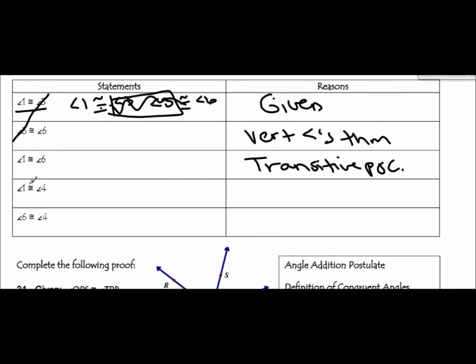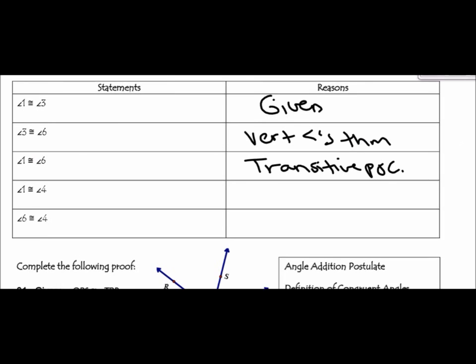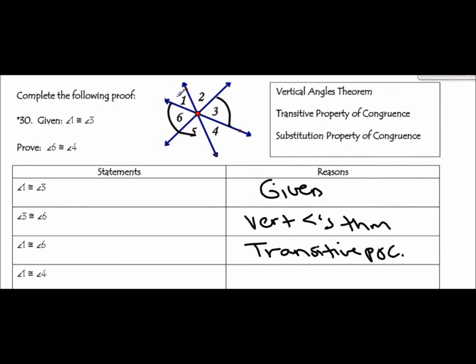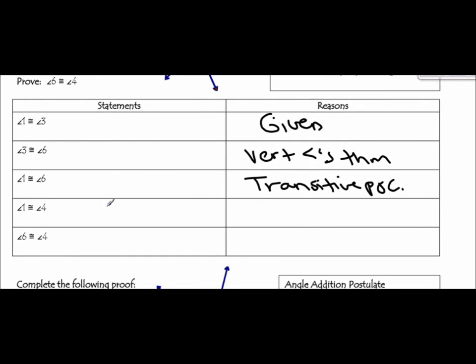Okay, next line says that angle 1 is congruent to angle 4. Well, I don't see an angle 1 or an angle 4 anywhere in these statements. So let me look back at my picture and see if that helps me. Oh, here it is again. Angle 1 is across from, non-adjacent to, angle 4, and that is a set of vertical angles, and vertical angles are congruent. That's the vertical angles theorem.